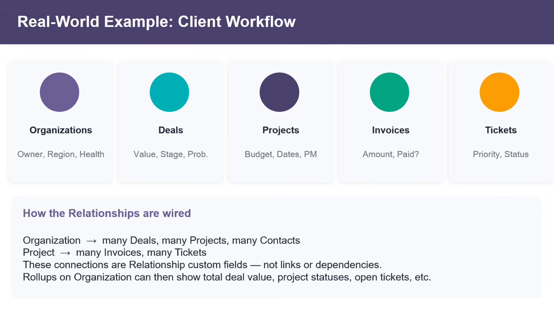One organization can have many deals and many projects, and one project can have many invoices and many tasks. Once those relationships are set up, we can use rollups to bring useful information together. For example, we can show the total value of all deals for a client, the status of their project, the number of open tickets. This structure reflects how a real business actually works. The key is to use the right type of connection. If you use simple links or dependencies where relationships are needed, the data can become messy and reporting becomes much harder.